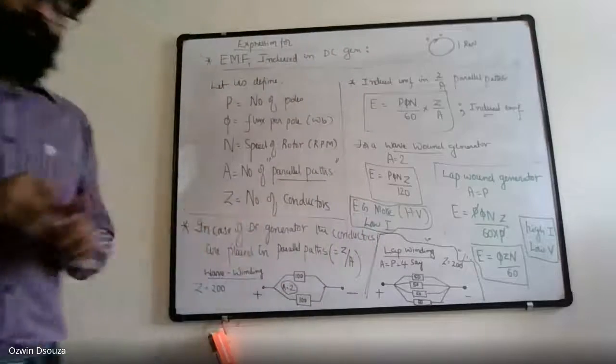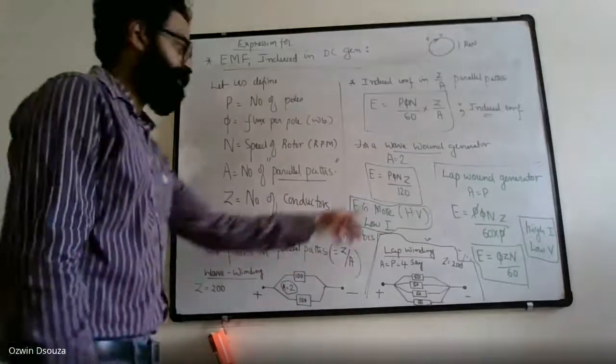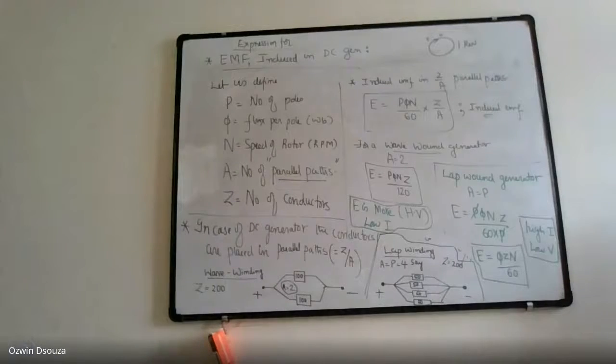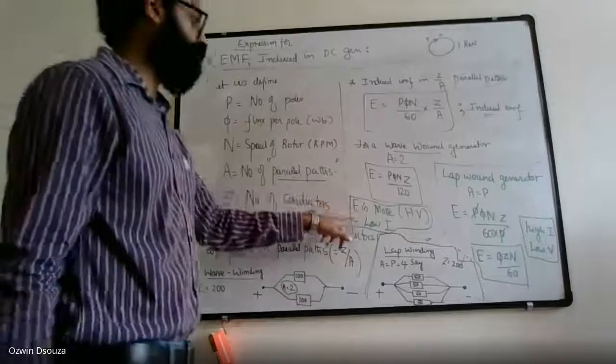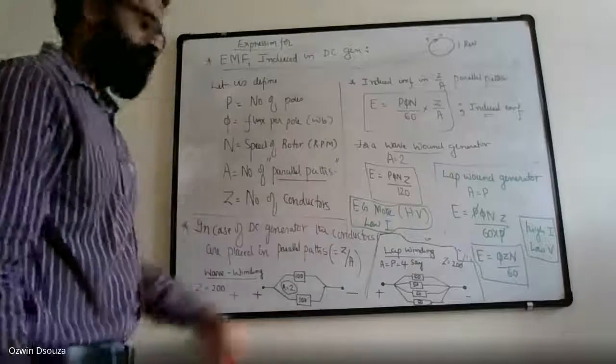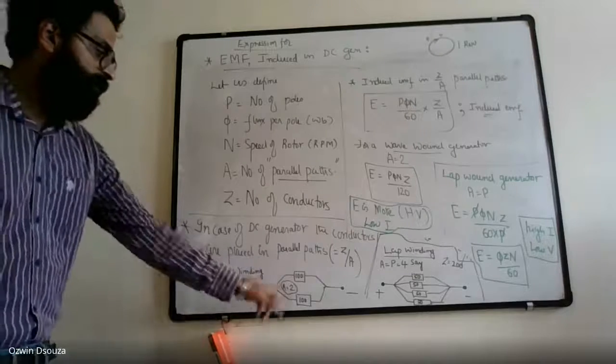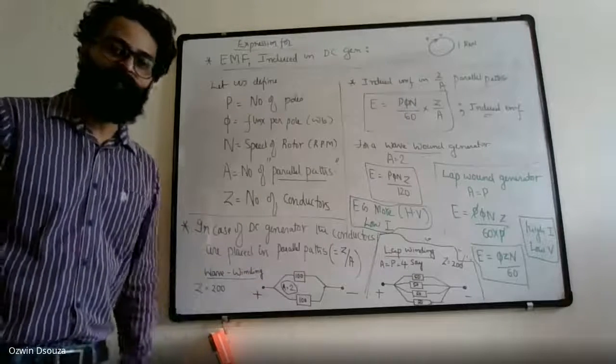So you can appreciate the voltage fact from the equation. Current, how will I understand? I'm saying this is meant for low current applications. Quite simple, right? If you look at wave winding, how many parallel paths? Only two parallel paths you have.